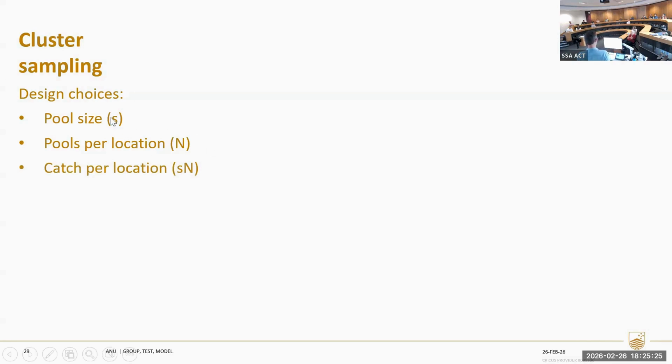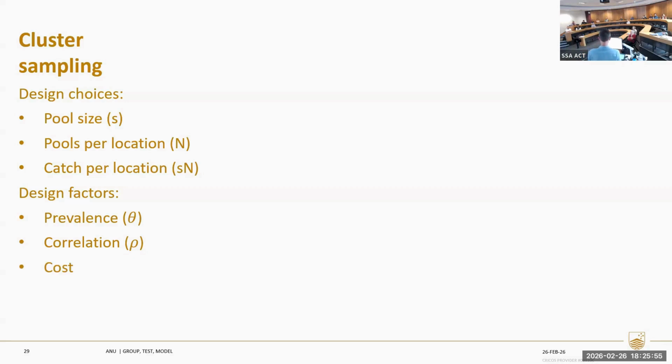And if you multiply this together, how many mosquitoes we're catching, how many people we're sampling per location, S times N, those are design choices. Design factors: prevalence again, and correlation. How much correlation of my outcome of interest is there across different clusters? If there's no correlation, if the disease is uniformly spread everywhere, you might as well just go forward and say that it's representative of the whole country. But if there is clustering, then you need to go to more varied locations.